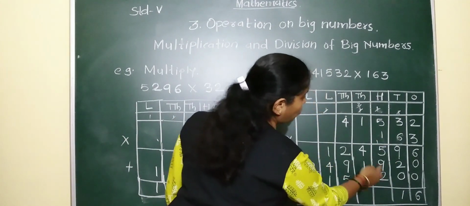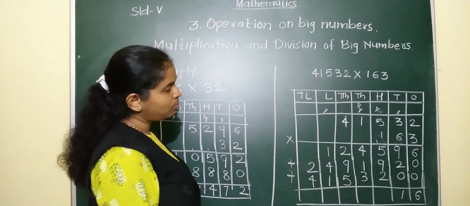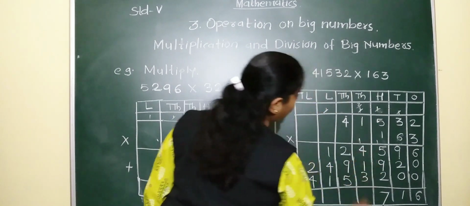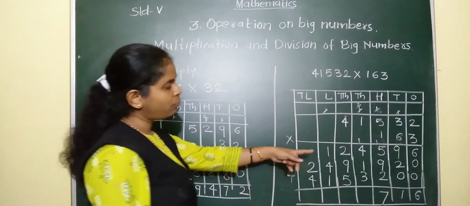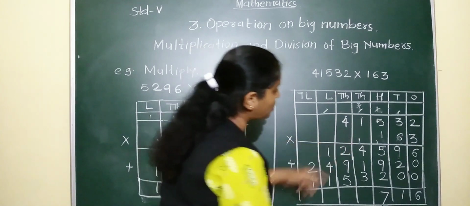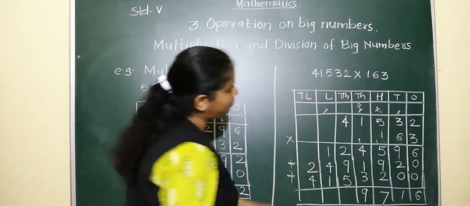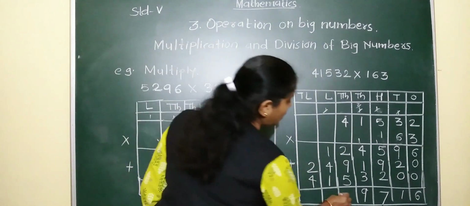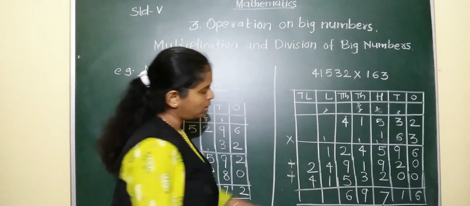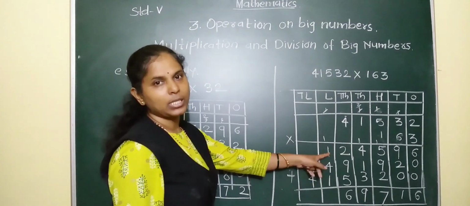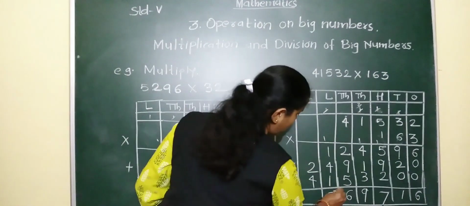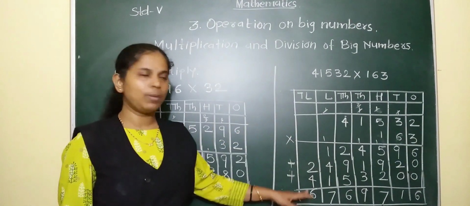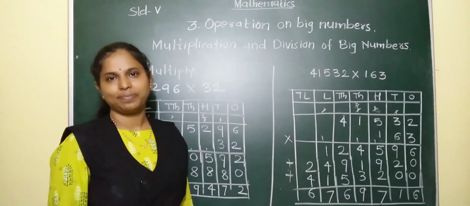Carry 1. 2 plus 9, 11. Plus 5, 16. Plus 1, 17. Carry 1. 3 plus 1, 4. Plus 4, 8. Plus 1, 9. Now 9 plus 5, 14. Plus 2, 16. 6. Carry 1. 1 plus 4, 5. Plus 1, 6. Plus 1, 7. And 4 plus 2, 6. In this way we have to multiply the numbers.